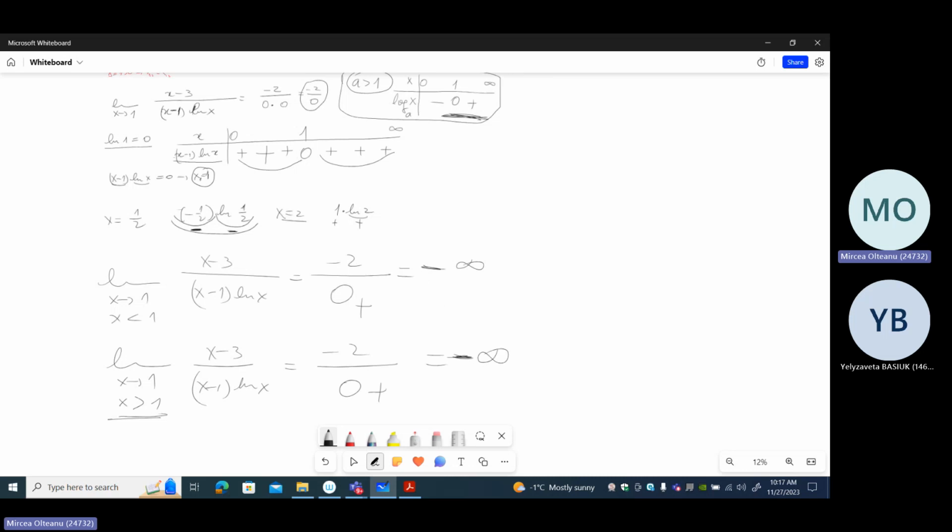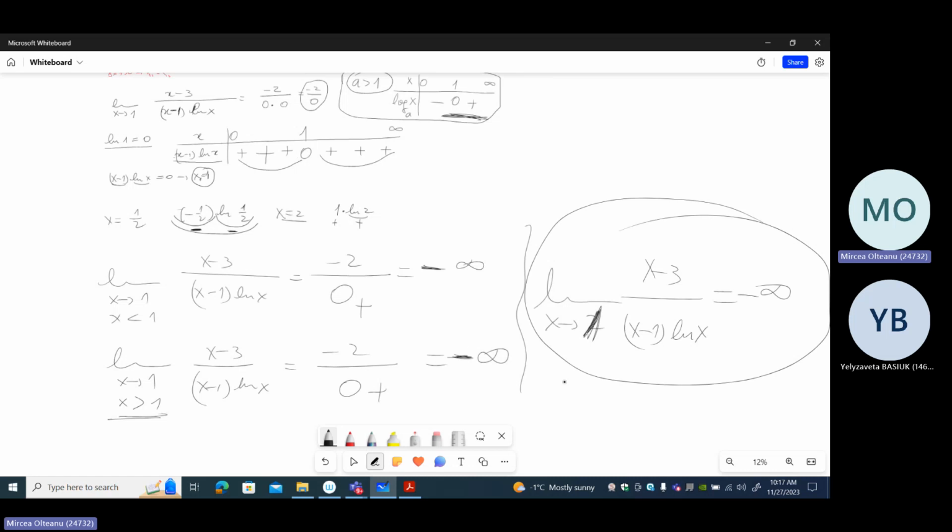So because the limit from the left and the limit from the right are both equal to minus infinity, it results that our limit, remember our exercise asked to compute this limit, will be minus infinity, because both the limit from the left and the limit from the right are both equal to minus infinity.